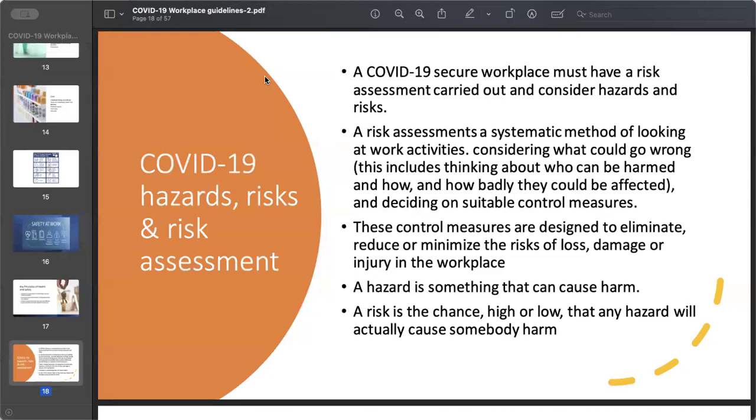COVID-19 hazard risk and risk assessment. A COVID-19 secure workplace must have a risk assessment carried out and consider hazard and risk. A risk assessment is a systematic method of looking at work activities, considering what could go wrong. This includes thinking about who can be harmed and how badly they could be affected, and deciding on suitable control measures. These control measures are designed to eliminate, reduce, or minimize the risk of loss, damage, or injury in the workplace. A hazard is something that can cause harm. A risk is the chance, high or low, that any hazard will actually cause somebody harm.